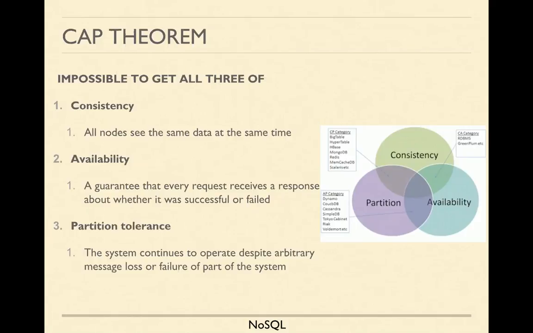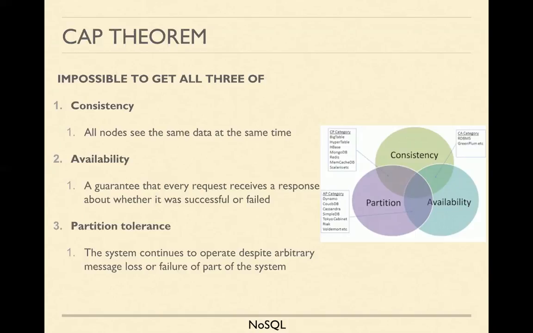The second, availability. There is a guarantee that a request will receive a response, whether successful or failure, but a request will receive a response. That is the guarantee. That's availability. Partition tolerance means some of the machines go down in the network, still the system remains functional.